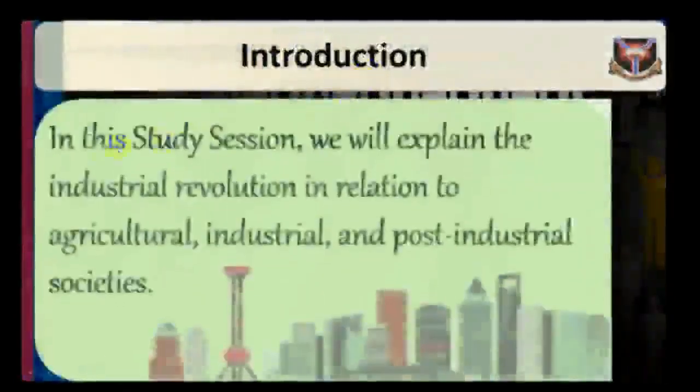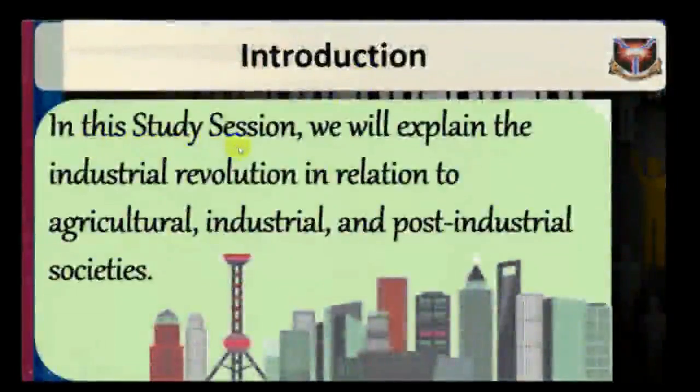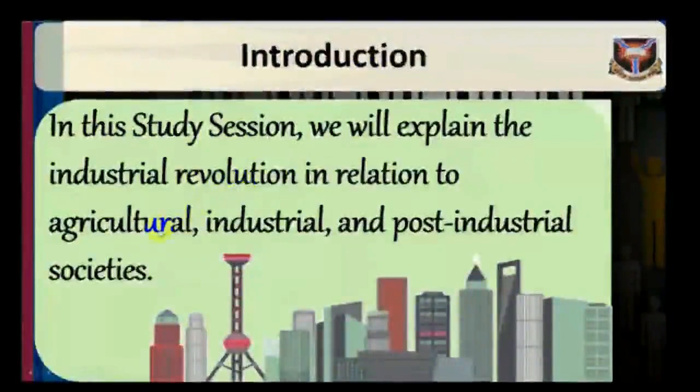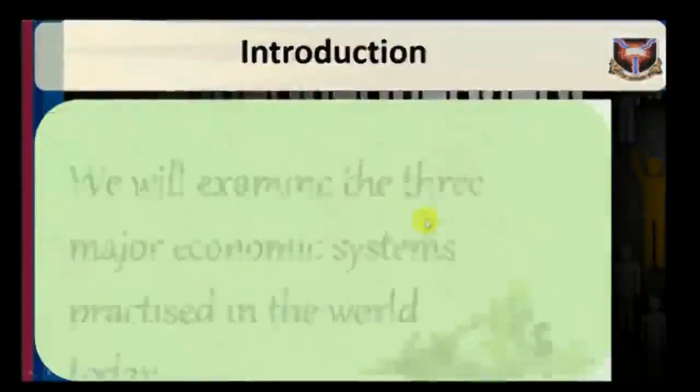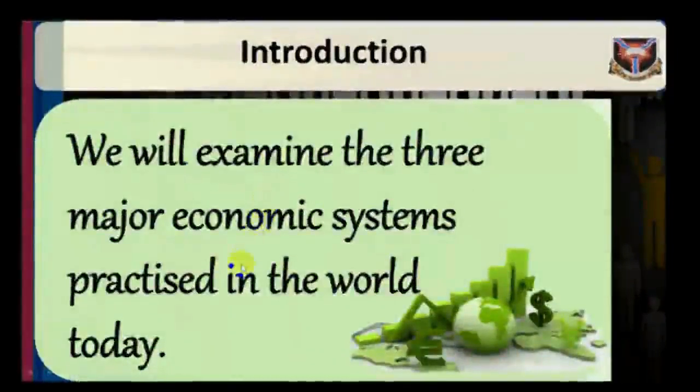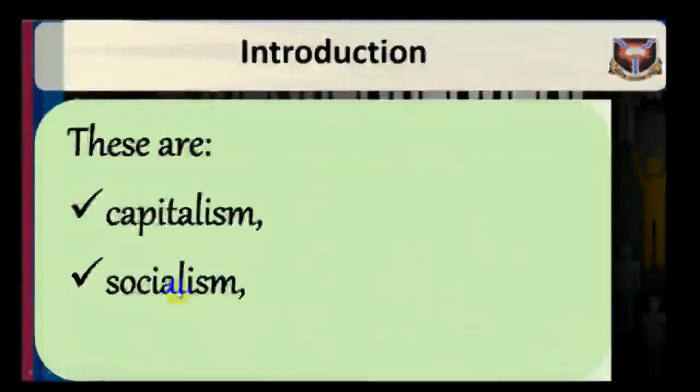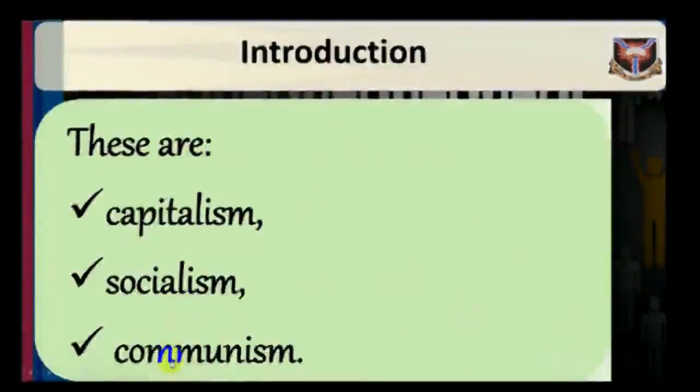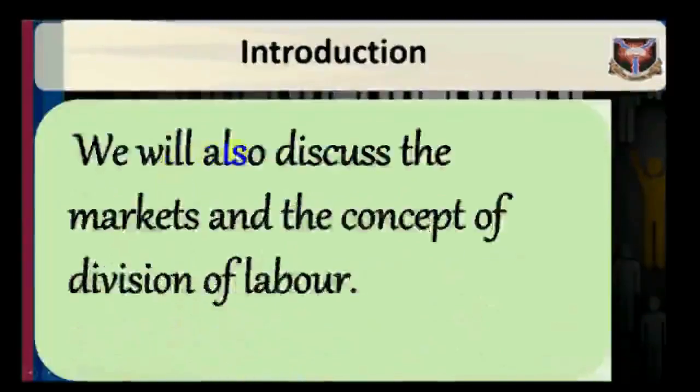Introduction. In this study session, we will examine the Industrial Revolution in relation to agriculture, industrial and post-industrial societies. We will examine the three major economic systems practiced in the world today. These are capitalism, socialism, and communism. We will also discuss the markets and the concept of division of labor.